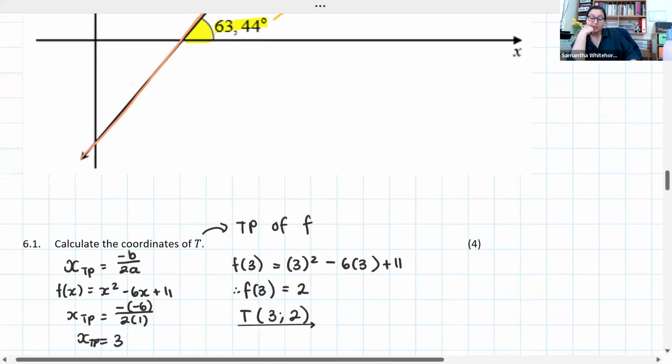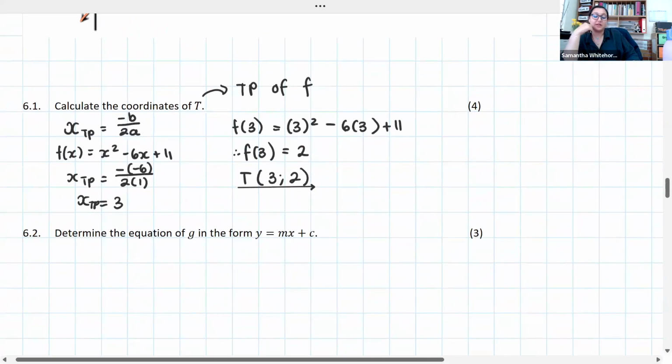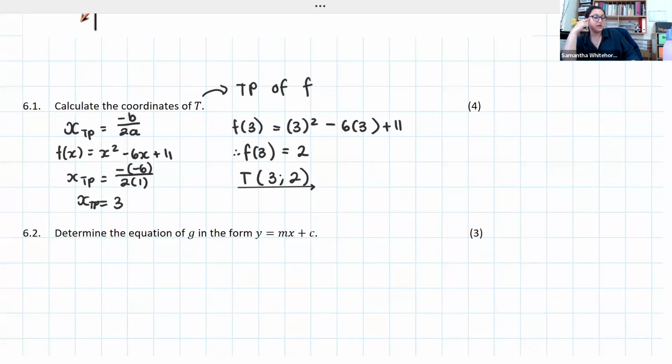Yes. I'll be honest, I didn't even think of it purely because we have yet to do calculus. So yes, you can find your first derivative. What would that be? 2x minus 6, make it equal to 0, and then you can solve for x, sub it back in. Absolutely fine.